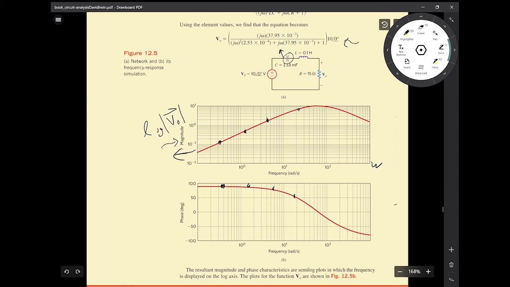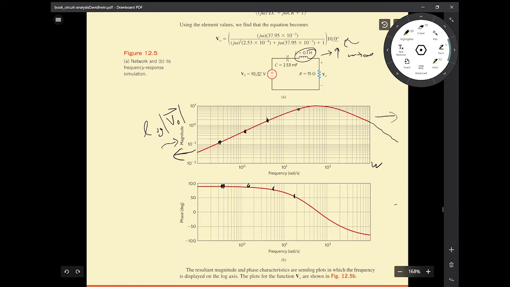Same thing happens as we go higher in frequency. The capacitor is a short, that's fine, as we go higher and higher in frequency, but the inductor impedance gets higher and higher as we increase frequencies, right? And it does the same thing then. Due to the voltage divider, the ratio of R over the impedance is going to be approaching zero, so the voltage is going to also get lower and lower as the frequency increases.